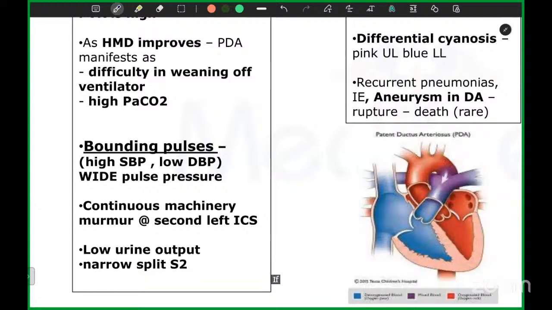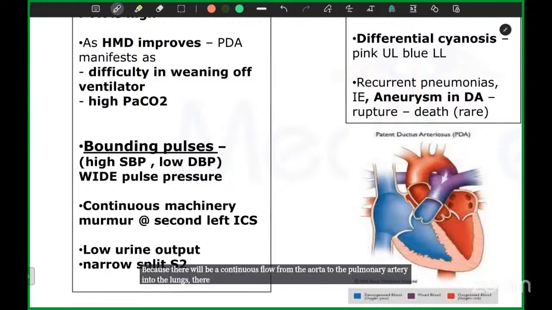If it's cyanotic, it is PDA unless proved otherwise. Because there will be a continuous flow from the aorta to the pulmonary artery into the lungs. There'll be a continuous machinery murmur. It'll sound like literally a machine.